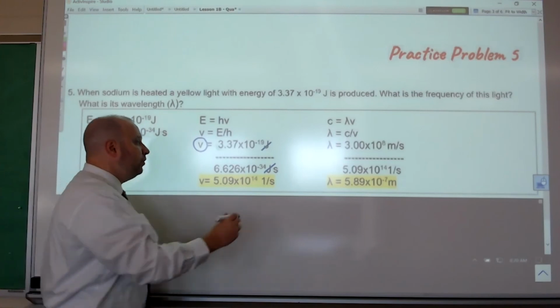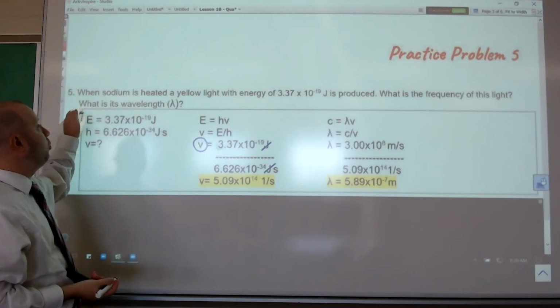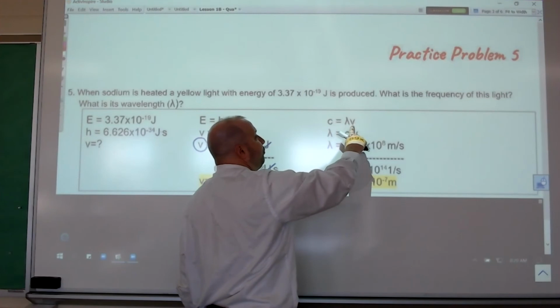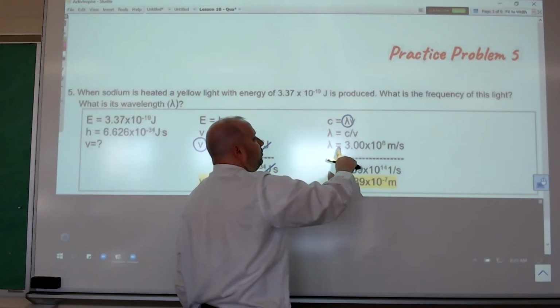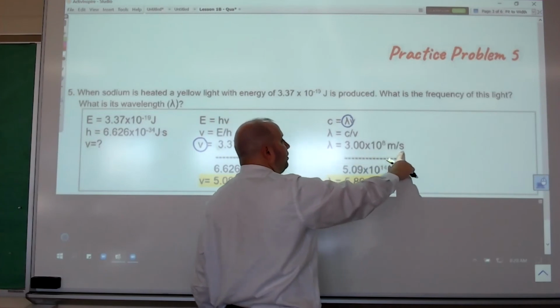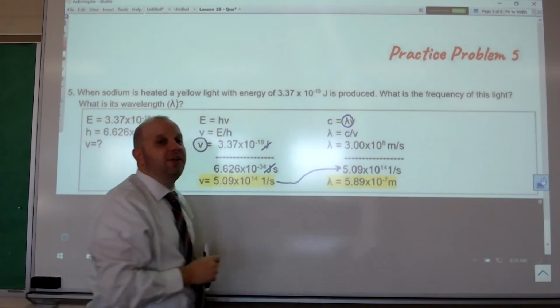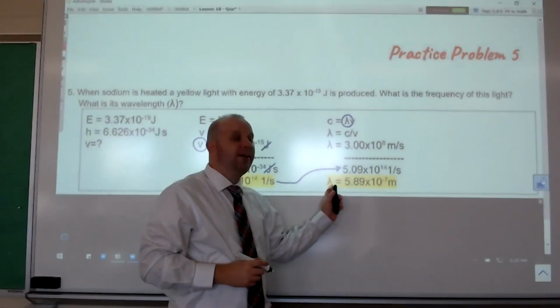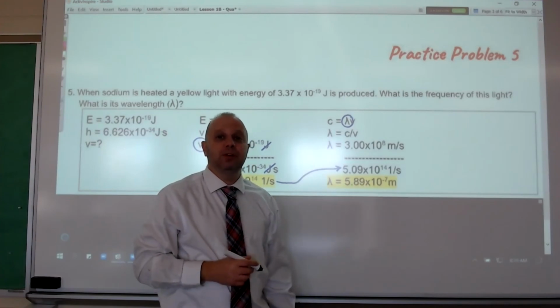Next, we're going to take this answer and we're going to substitute it into the second part of the problem. Second part of the problem wants to know what is the wavelength. This equation relates wavelength and frequency. So we're going to solve this equation for wavelength. Wavelength is equal to speed of light divided by frequency. Wavelength is equal to the speed of light, 3 times 10 to the 8th meters per second, divided by the frequency. This answer from the previous part becomes part of the next equation. When we solve this, we wind up with a wavelength of 5.89 times 10 to the negative 7th meters.